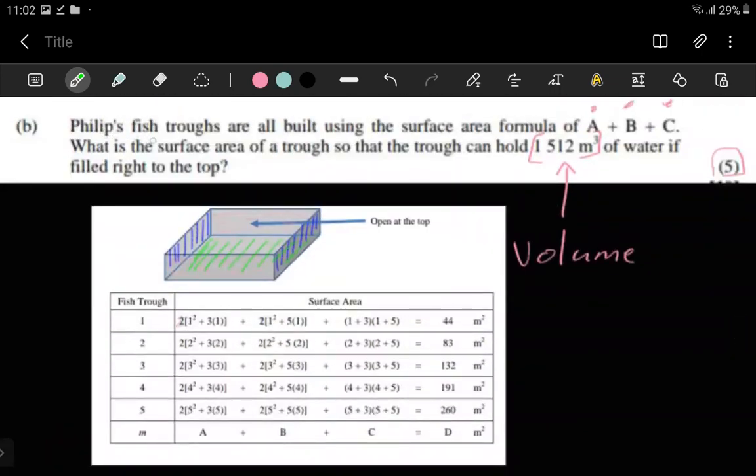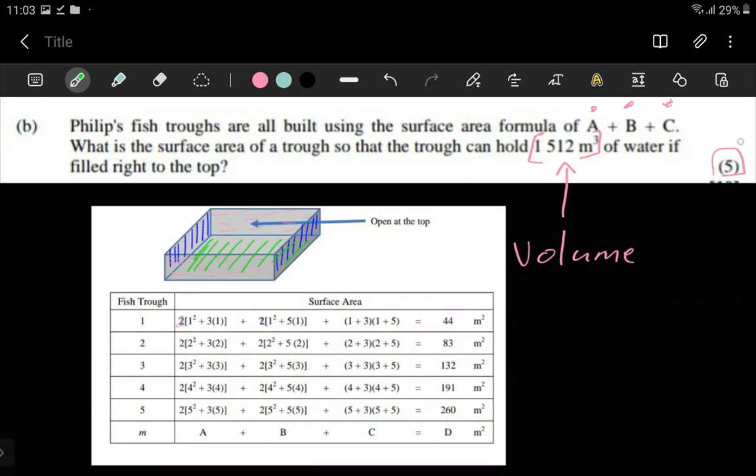Phillips fish troughs are built using the surface area formula A plus B plus C. What is the surface area of a trough if it can hold this much in volume? Huh. Yeah, this one is kind of tricky. But I mean, if we're creative, we could work something out. Because if it was an area, I would have made it equal to that equation that we made. Yeah. I think the whole volume factor here is what is a bit of a problem.